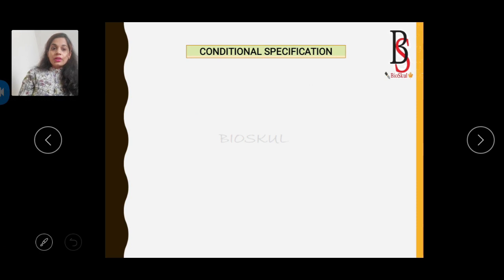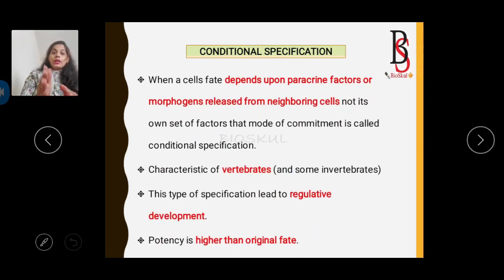Now we come to the conditional specification. In conditional specification, the cell fate depends upon paracrine factors or morphogens released from the neighboring cells, not its own. So in conditional specification, the cell fate depends on the paracrine factor or morphogen that is released from the neighboring cell, not its own.